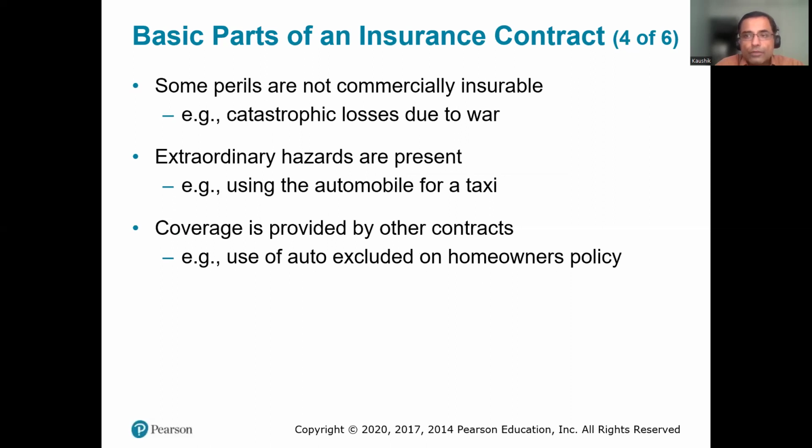So why are exclusions necessary? Because some sources of risk are not commercially insurable. Example, catastrophic losses. Sometimes above average risk is present, so it does not make sense to cover them under normal insurance. For example, in auto insurance policy, the exclusion is that the vehicle will not be used as a taxi. In some cases, it is more feasible to provide coverage through a different contract. So some conditions are excluded.